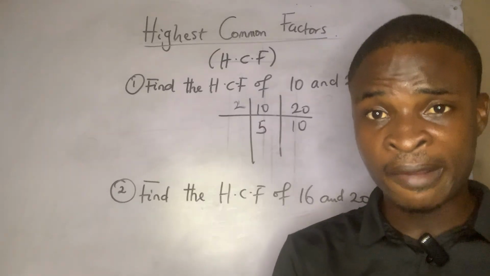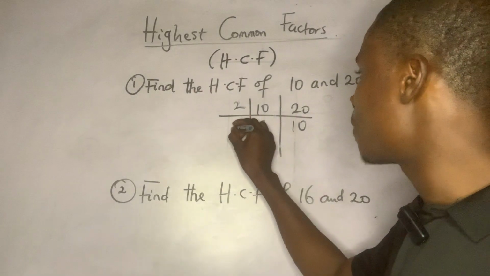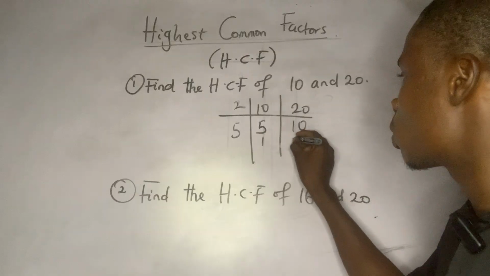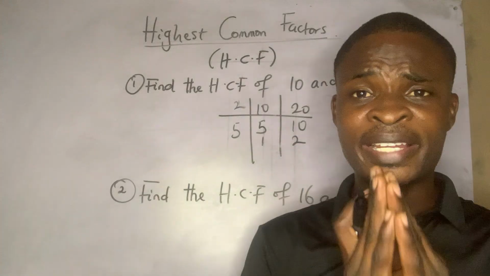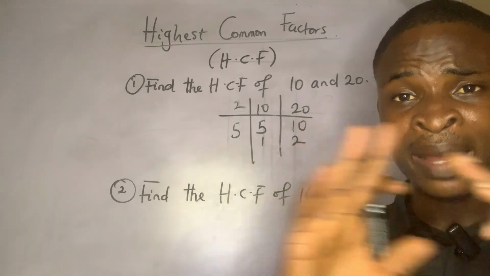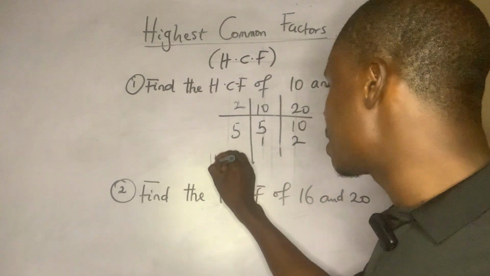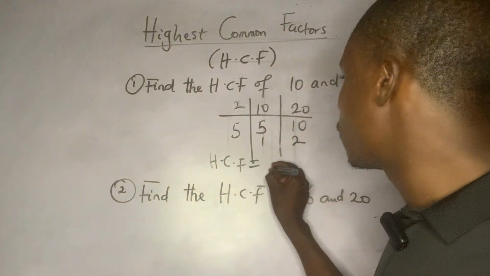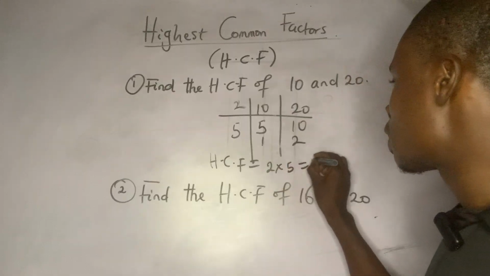Yes. The number is 5. So 5 in 5 is 1, and 5 in 10 is 2. Is there any number I can use to divide the two of them at once again? No. Since there is no number I can use to divide the two of them at once again, my HCF will be 2 times 5, and that is 10.